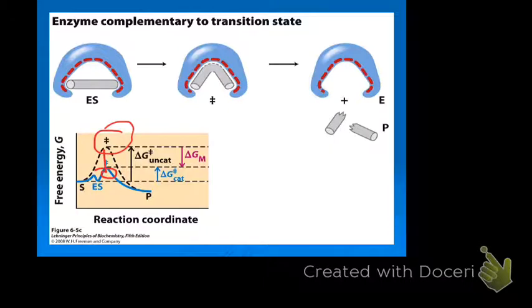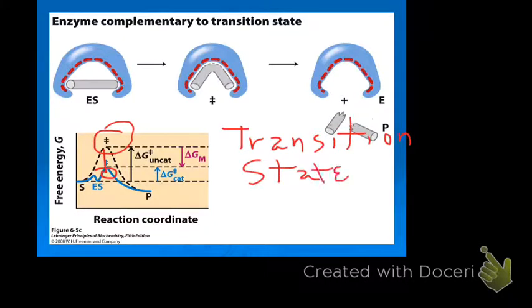What did you say that theory was? This is called transition state theory. And it's the prevailing theory. And they know that it works for a number of enzymes.